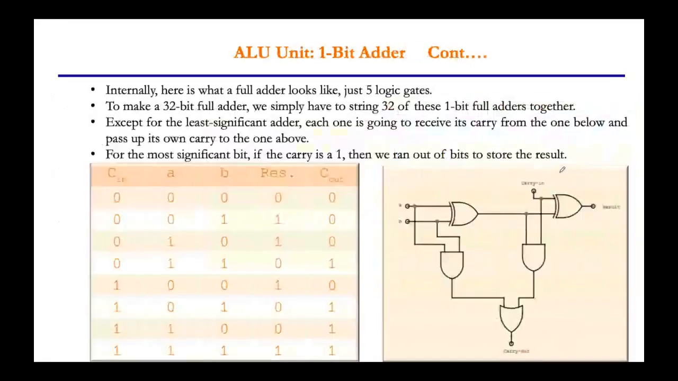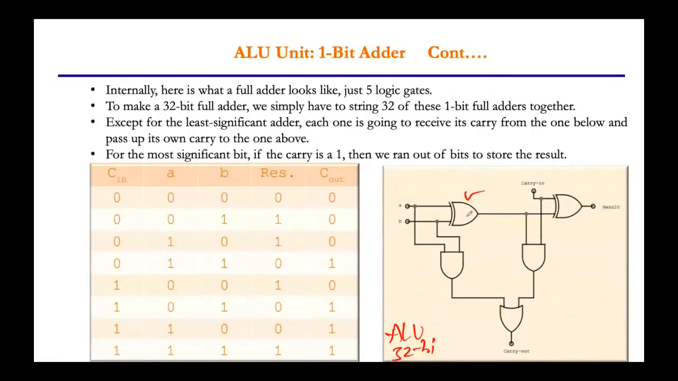Then comes the ALU 1-bit adder with the example you can see here. Internally, here is what a full adder looks like with just 5 logic gates. This 1-bit adder is internally built with 5 logic gates. So this total is your ALU 32-bit. To perform a 1-bit adder, the 5 logic gates are used.